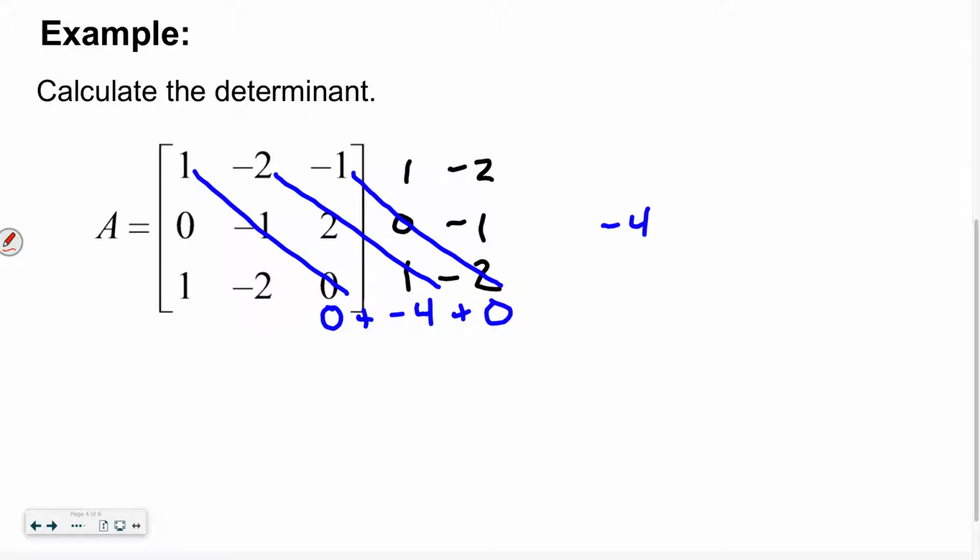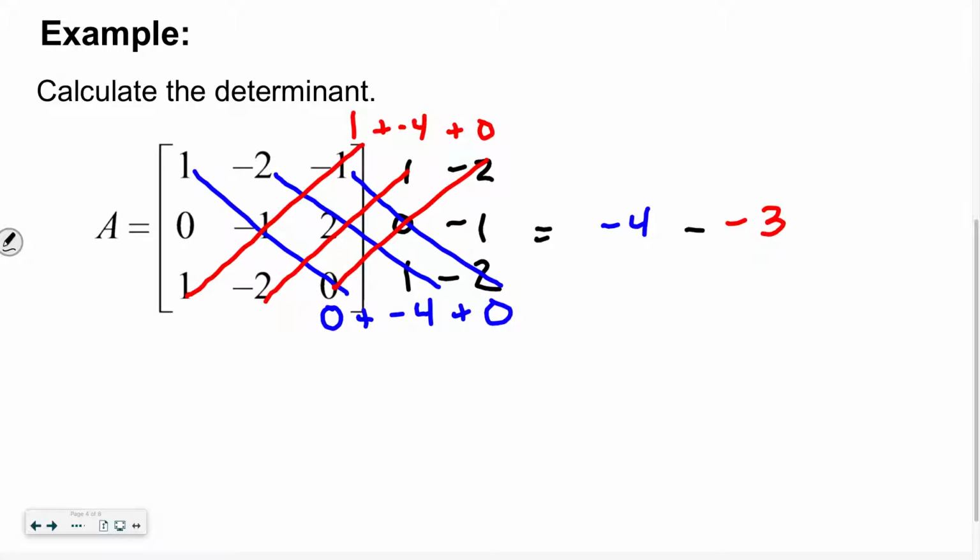Then just go on the diagonals the other direction. So I go up so I can put my numbers up there. 1 times negative 1 times negative 1 is 1. Negative 2 times 2 times 1 is negative 4. And then, of course, I got zeros here, so that's going to be a 0. So that's a negative 3.